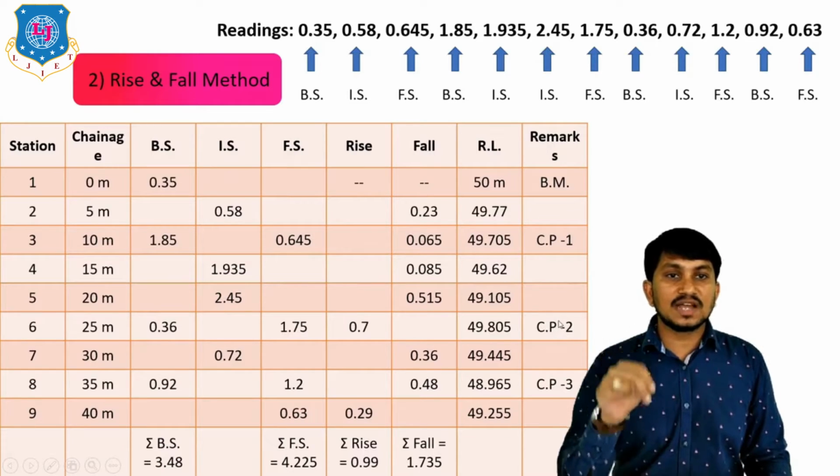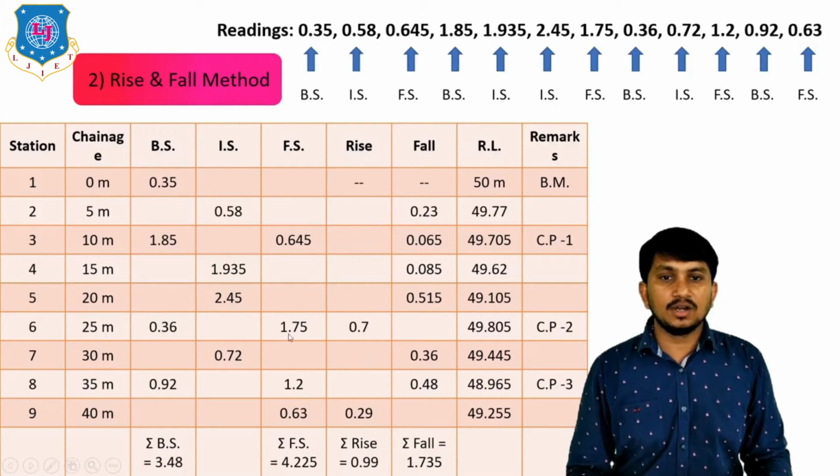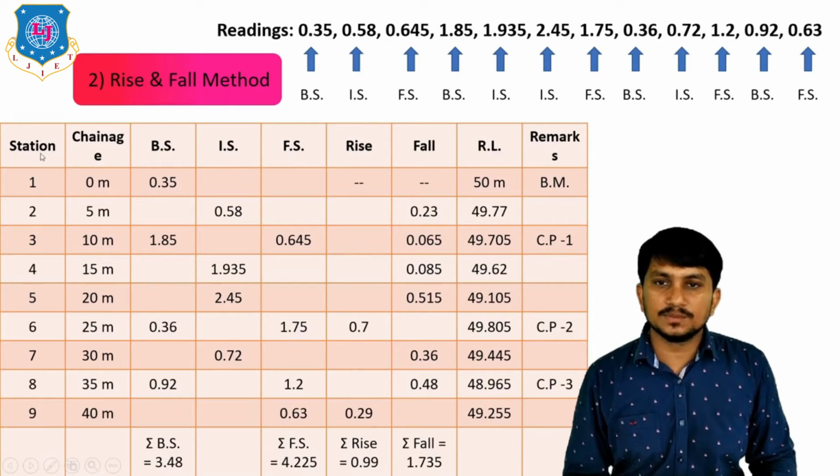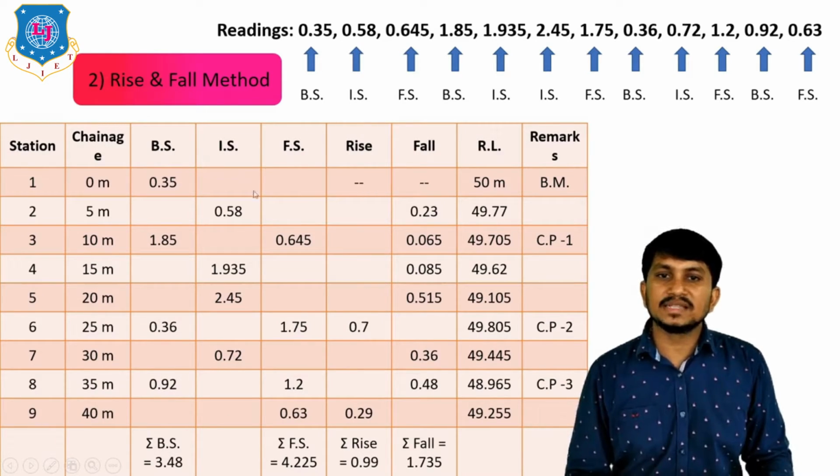At changing point 2 staff readings are taken, FS and BS. So we have written already FS, so the next reading BS is also written in this station number 6, which is 0.36. Next is IS 0.72, so it is written in IS column. Next is FS, so it is written in FS. When FS comes, there is a changing point. At changing point 3 staff readings are taken, so the next BS reading is also at station number 8. And the last reading is FS, so it is written in the FS column. So we can easily write the values in the first 5 columns: station, chainage, BS, IS and FS.